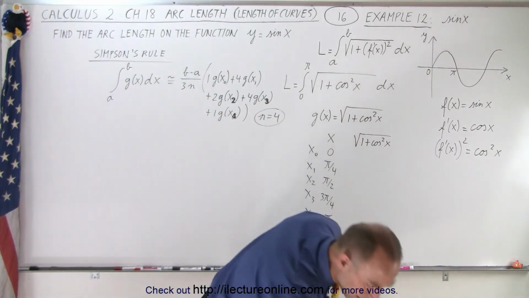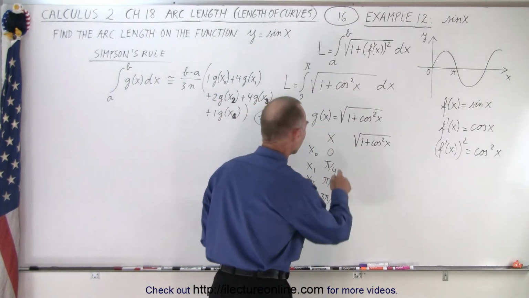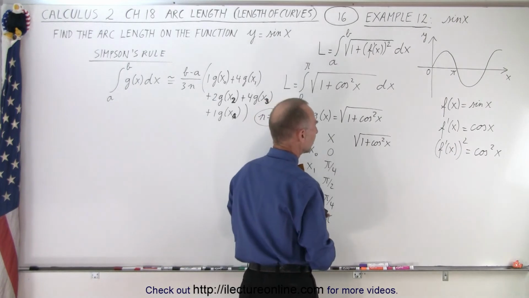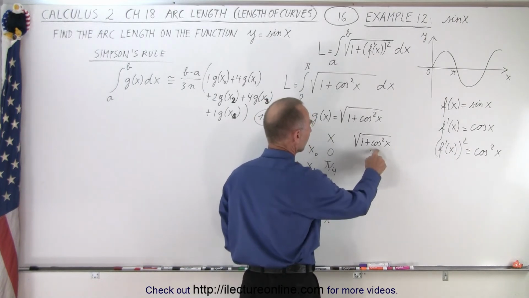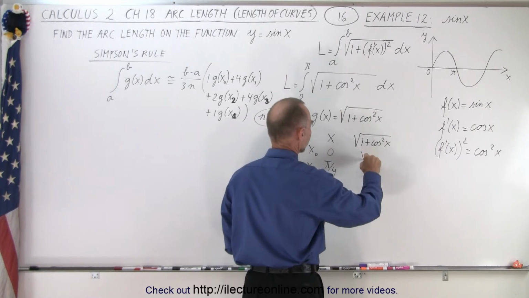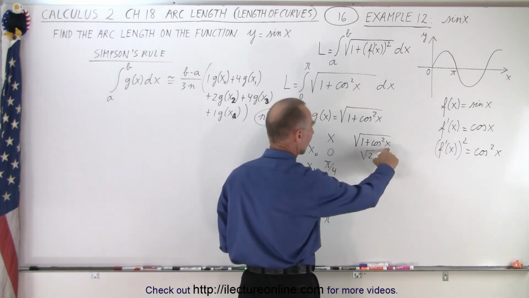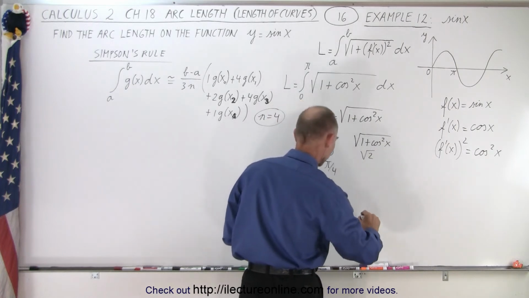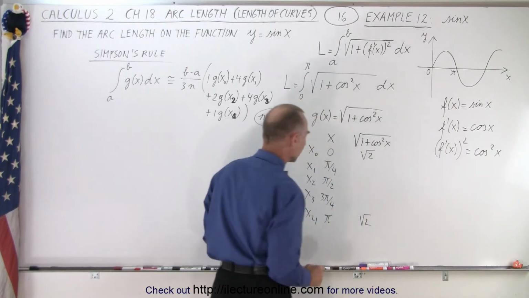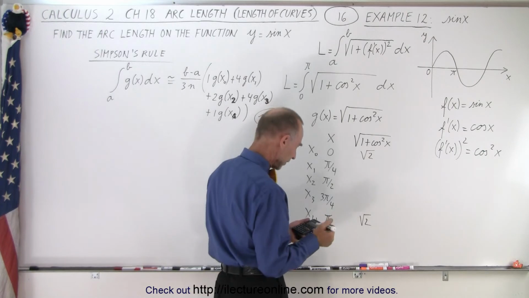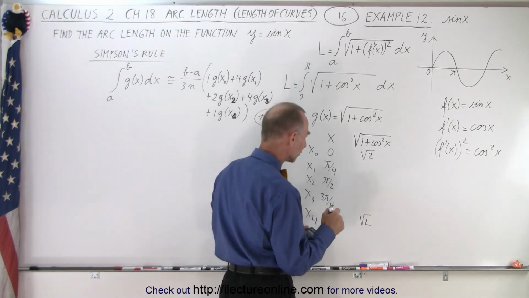So therefore, I need a calculator. Starting with 0, of course, that's easy. The cosine of 0 is 1, 1 plus 1 is 2, so we get the square root of 2. That means over here, when we have pi, negative 1 squared is positive 1, so we'll also get the square root of 2. How about pi over 4? That's 45 degrees, so that's the square root of 2 over 2.